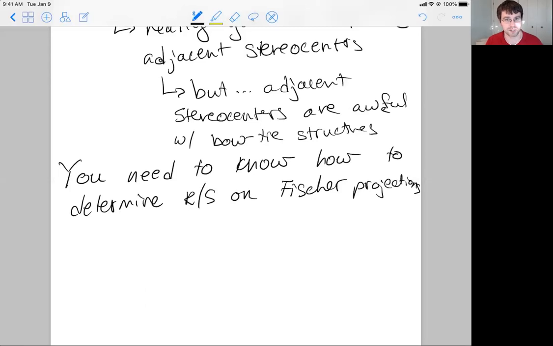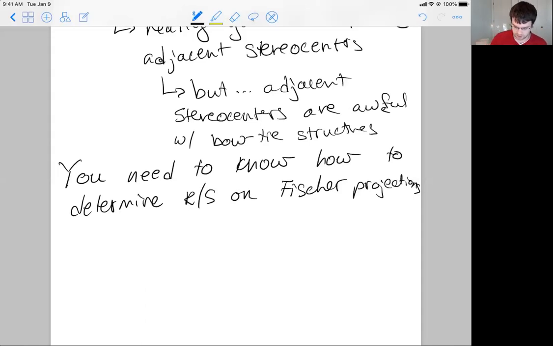Just give me a bond line structure, I'll figure it out. We've already gotten that far. But again, these things do become useful in various contexts. So being able to take our skill set from bond line structures and determining R and S there into Fischer projections is very useful and really important.